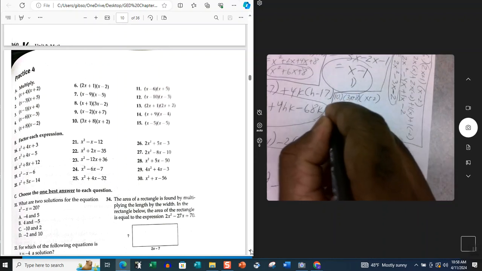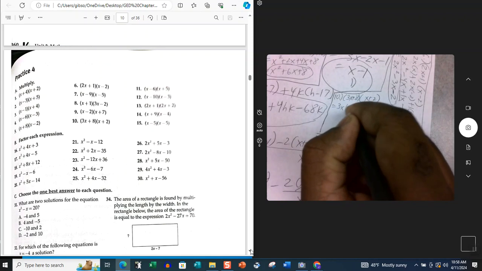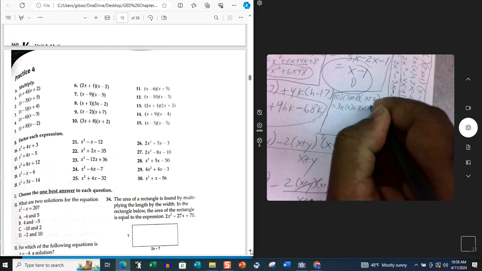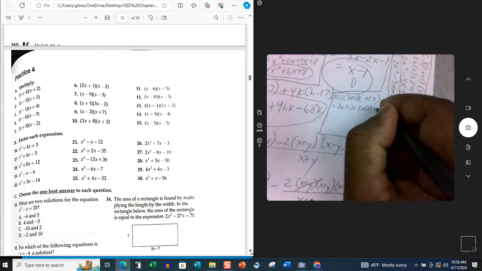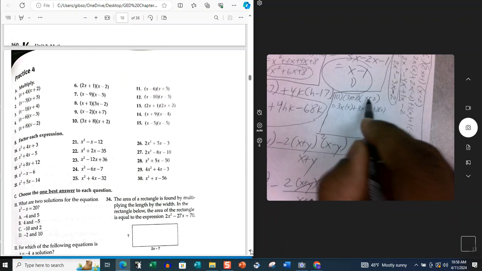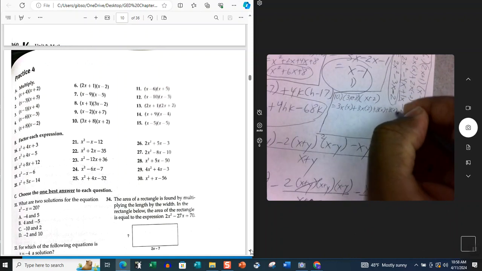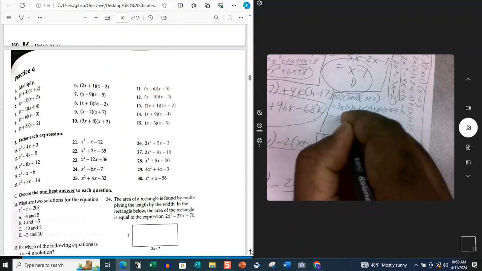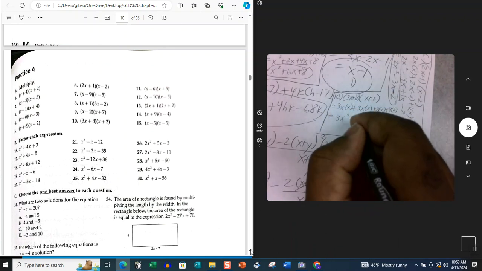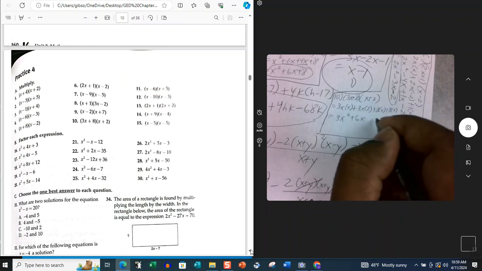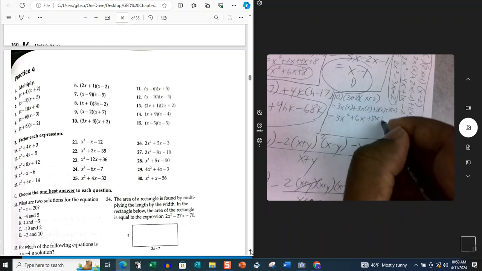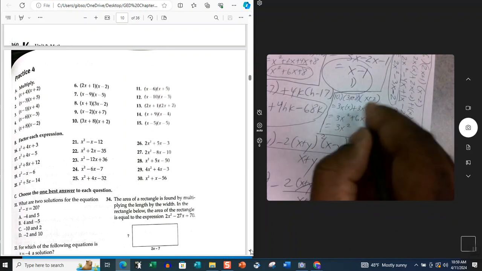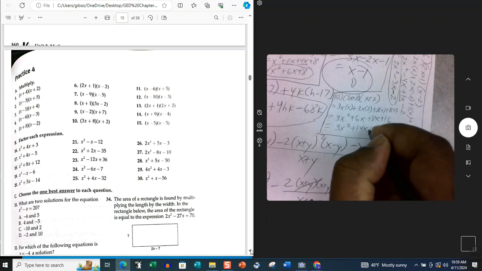Now we still do our FOIL. We add a front, 3x times x. The outer is 3x times 2. The inner is 8 times x. And the last is 8 times 2. Now, 3x times x is 3x squared. 3x times 2 is 6x. 8 times x is 8x. And 8 times 2 is 16. So we have 3x squared, 6x and 8x is 14x, plus 16.